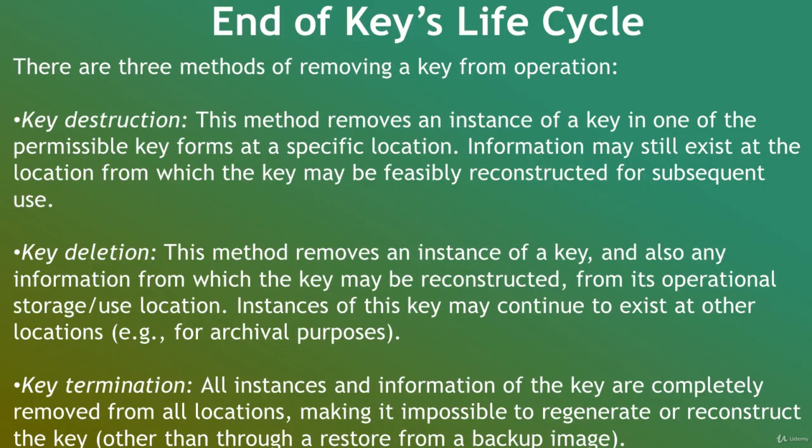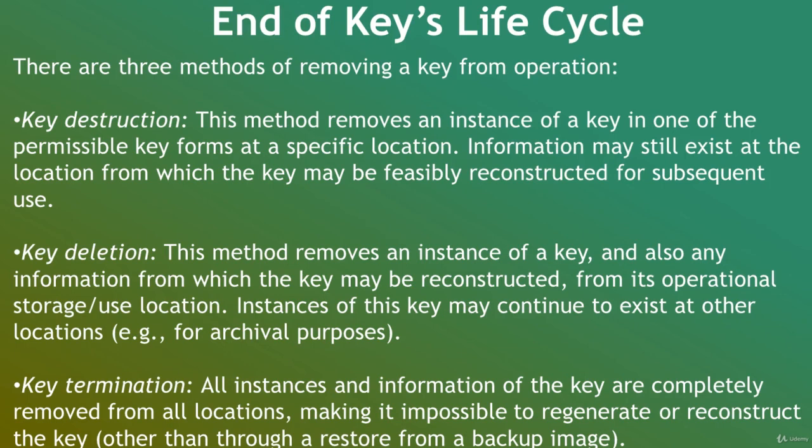The first one is key destruction. This method removes an instance of a key in one of the permissible key forms at a specific location. Information may still exist at the location from which the key may be feasibly reconstructed for subsequent use. The other method of removing a key from operation is key deletion. This method removes an instance of a key and also any information from which the key may be reconstructed from its operational storage use location. Instances of this key may continue to exist at other locations, for example, archival purposes.